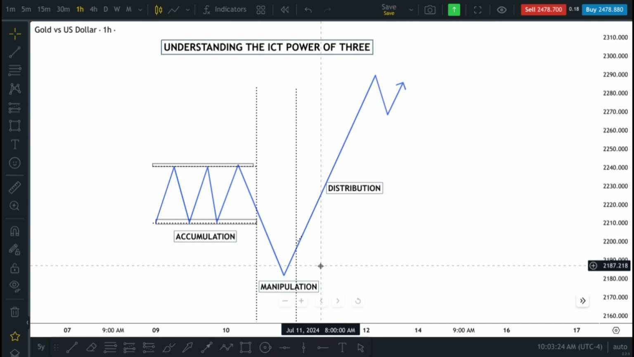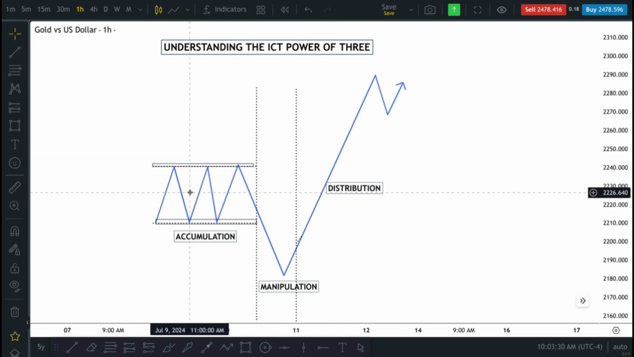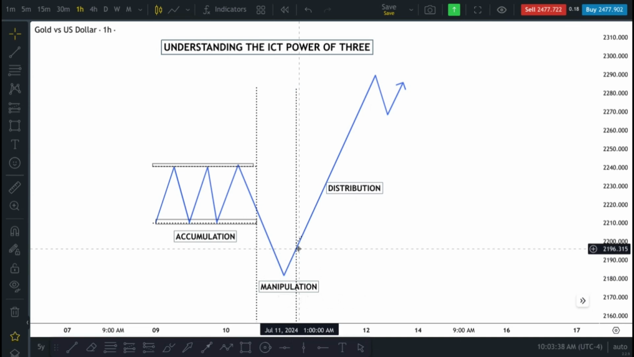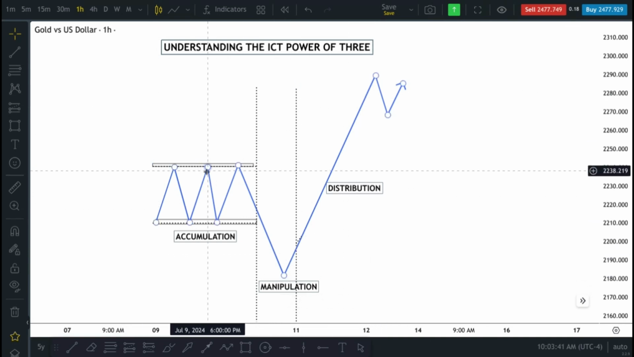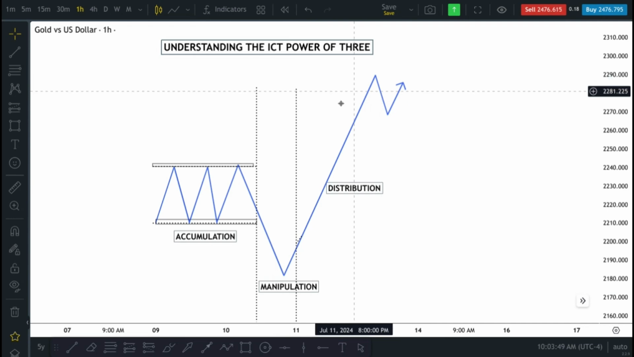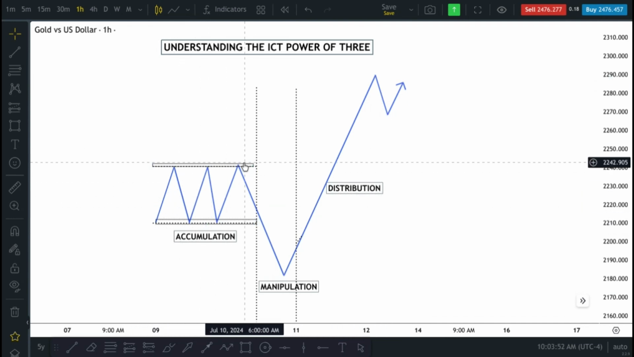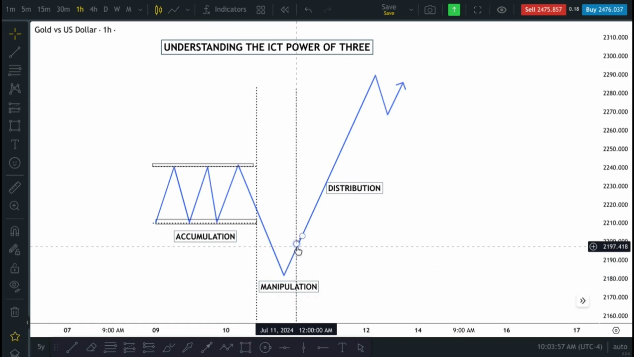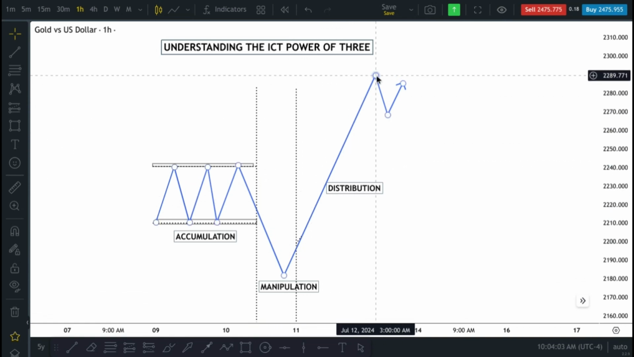This phase here is where the actual move happens. After accumulating positions on this side and manipulating the market to create the liquidity here, the price starts to trend in the intended direction. So once you see this manipulation on the downside, the intended direction of the trend would be bullish, an uptrend. When the accumulation phase has taken place and manipulation has taken place, then price begins to rally in the intended direction of where the market wants to go that day.